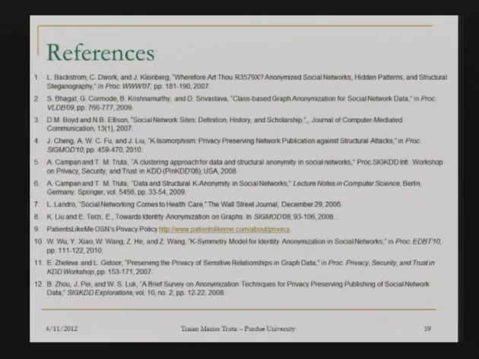And really, what I have here at the end is just a list of references. Most of the work was presented in references 5 and 6 with Alina Campan. Other references are also listed here. And this is really all.